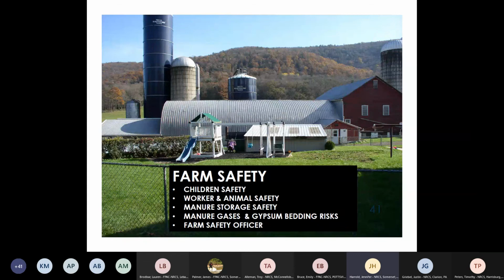Farm safety as an engineer is one of my main concerns. Kind of scares me sometimes when you go to a farm and see some issues. Children's safety is one of my top concerns, of course. Worker and animal safety is another one. Manure storages, sometimes we see older ones that we were not involved with and the fence is gone or there was never fence. I do bring those things up.